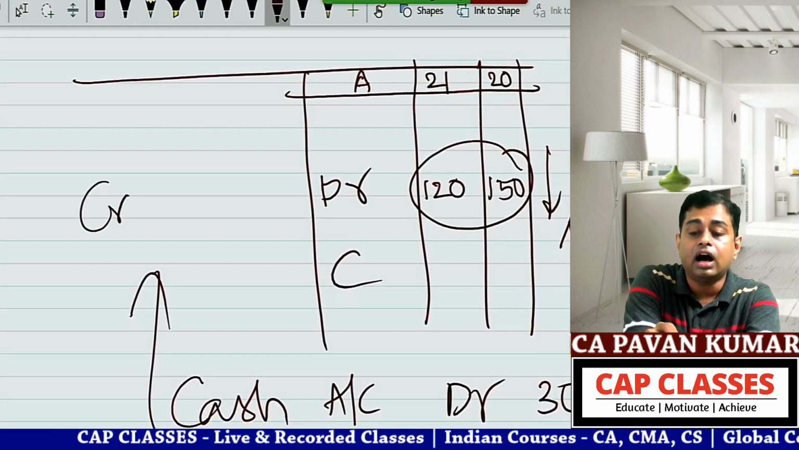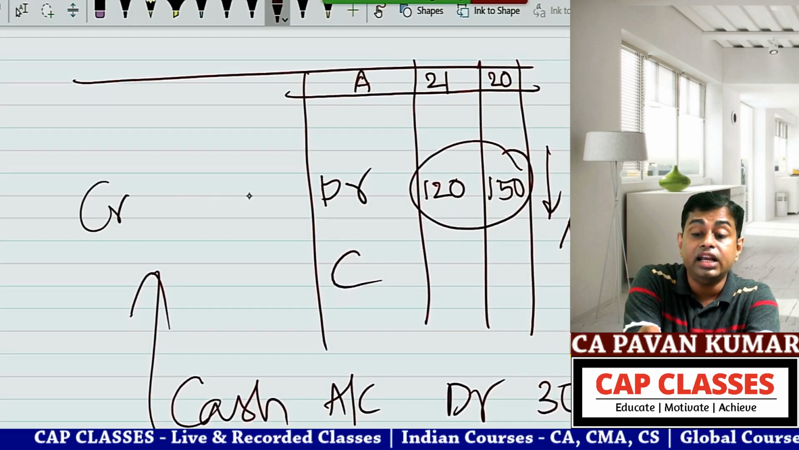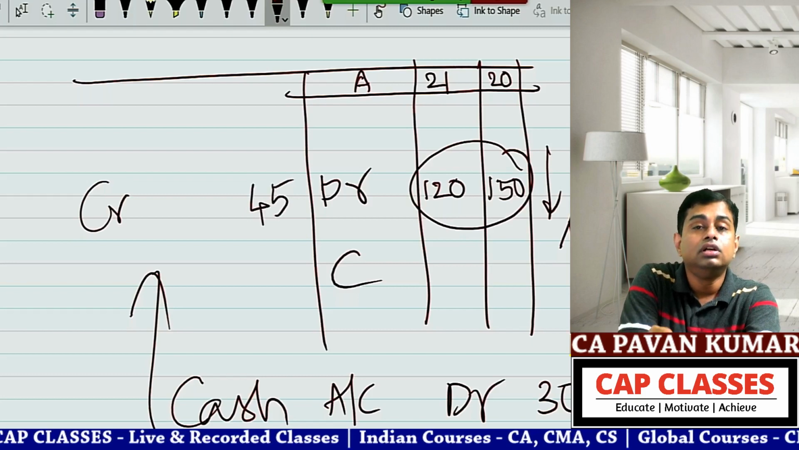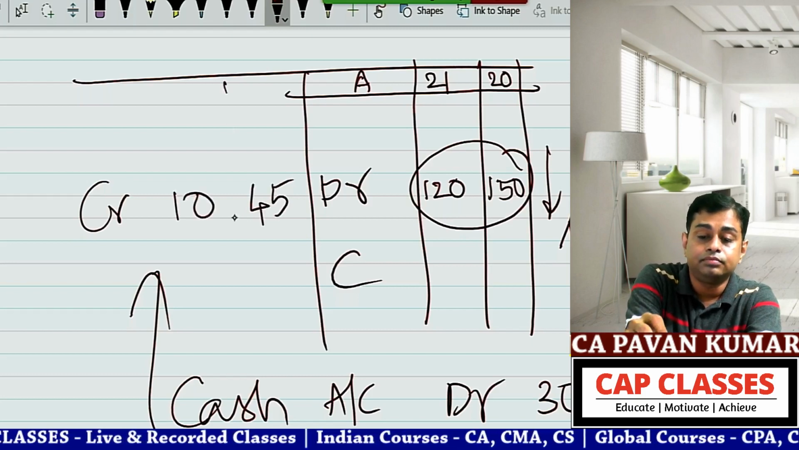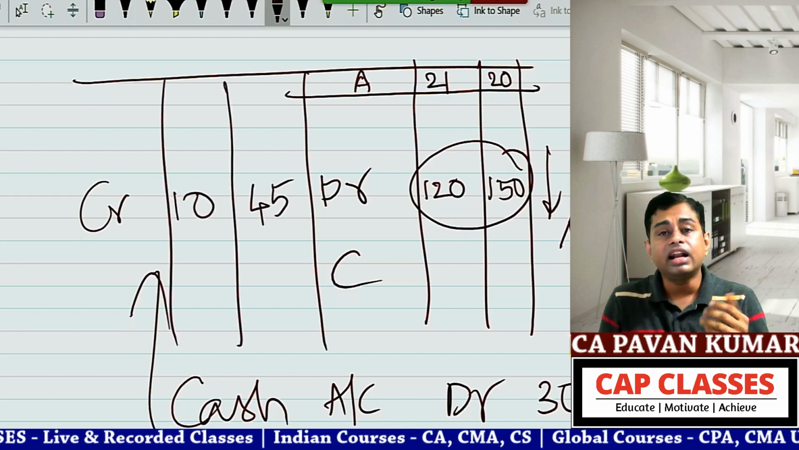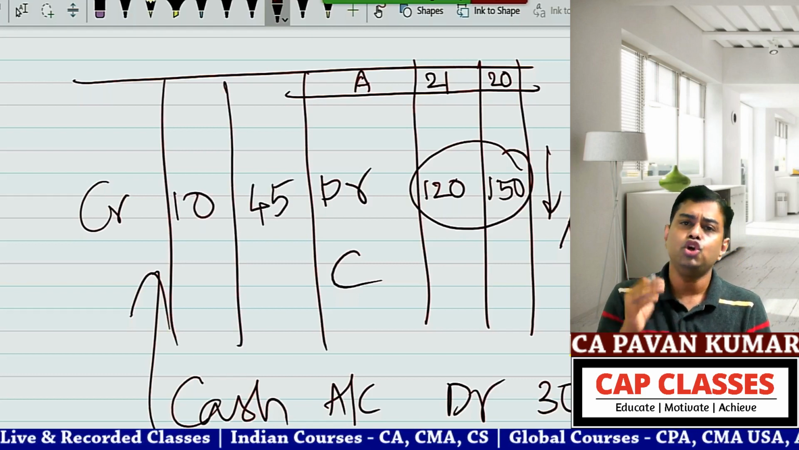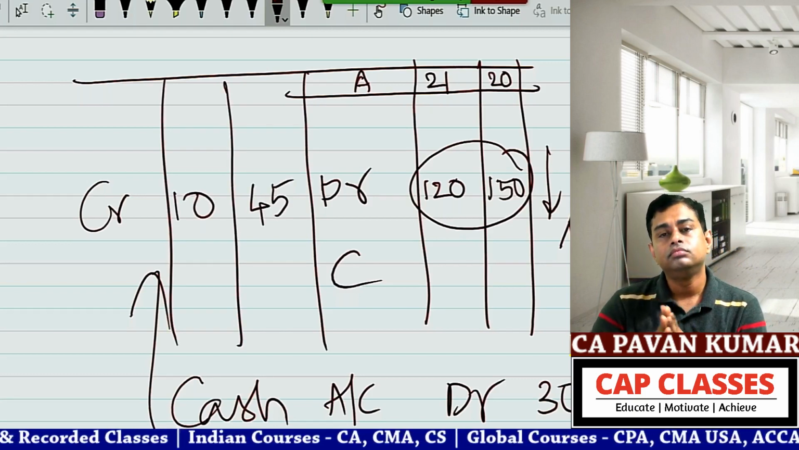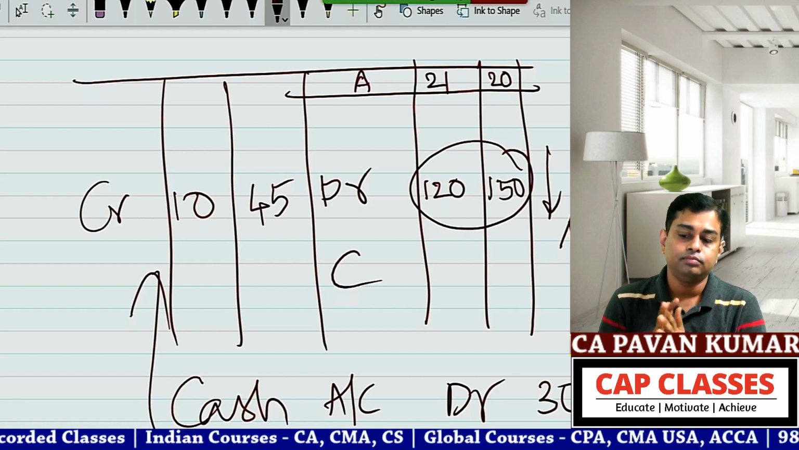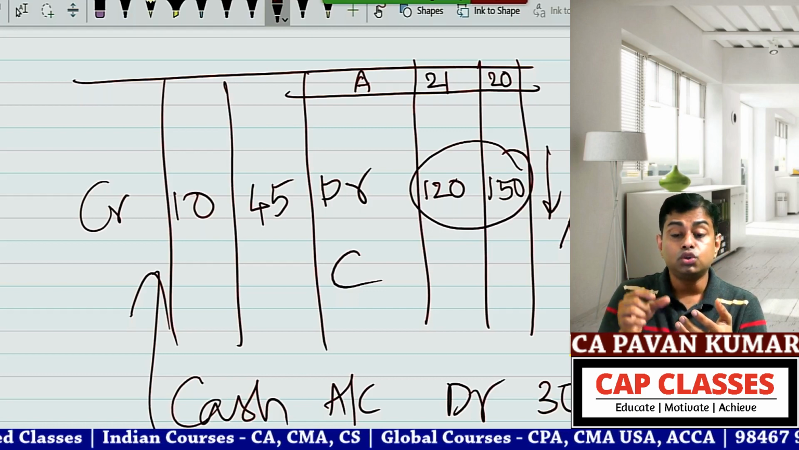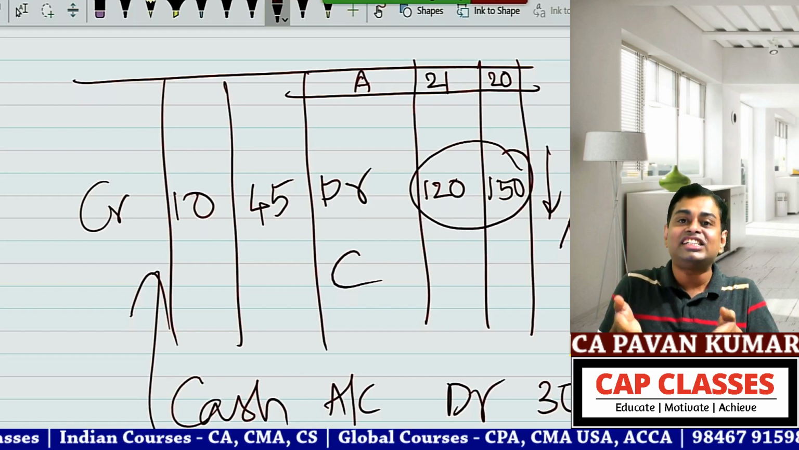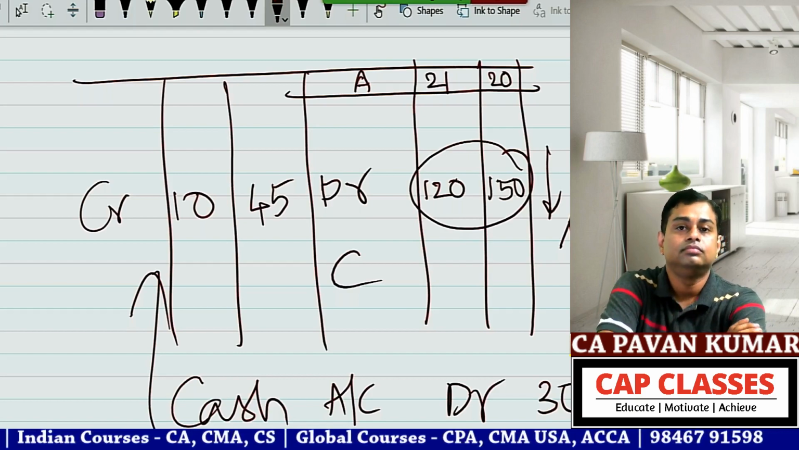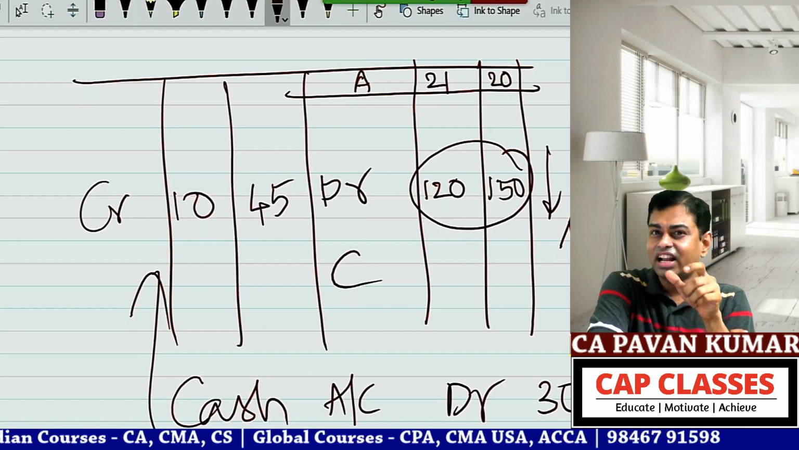Okay, creditor, last year creditor is 45. This year creditor is 10. You tell me what happened. Cash paid to creditor, outflow. So creditor decreased, cash decreased. So creditor is having straight relation with cash.